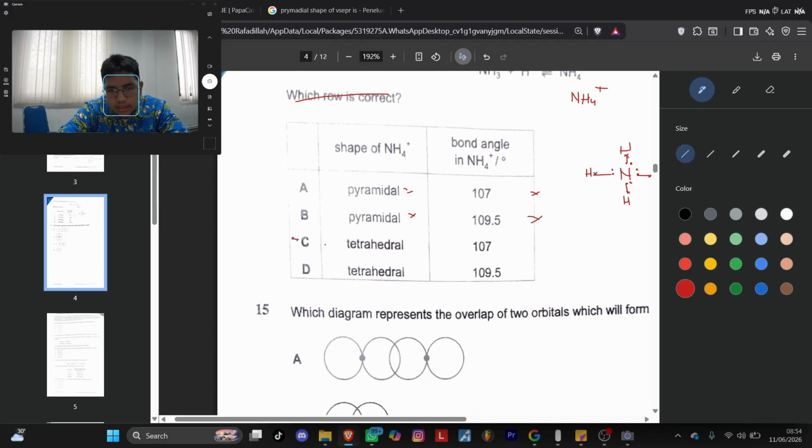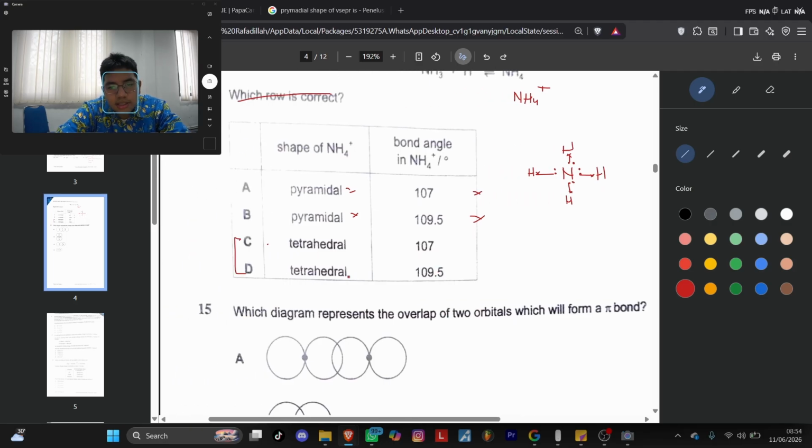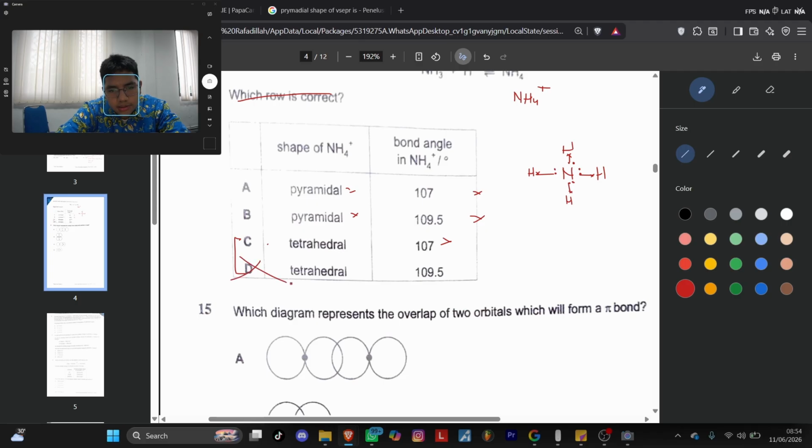So the option is 3 or D, because it has 4 and not 3. So this is tetrahedral. But if you all remember, tetrahedral has a 109 degree angle, not 106, because 106 is pyramidal. You can see it in here. So the option is D.